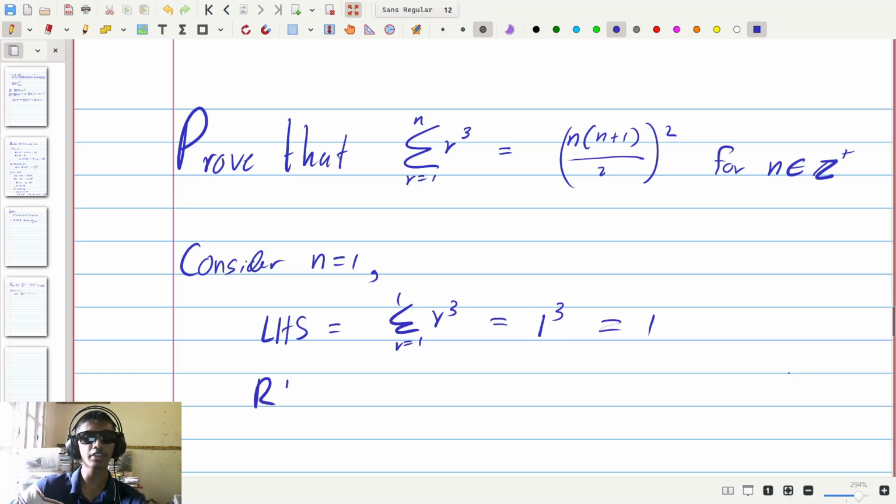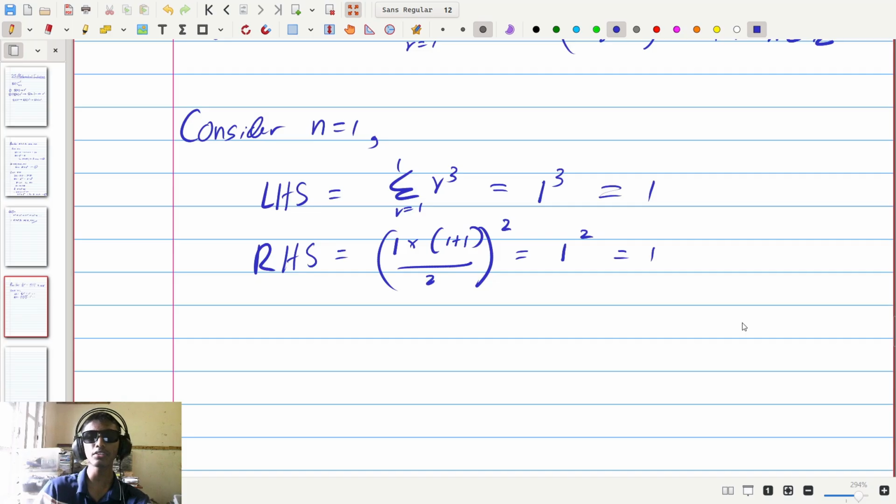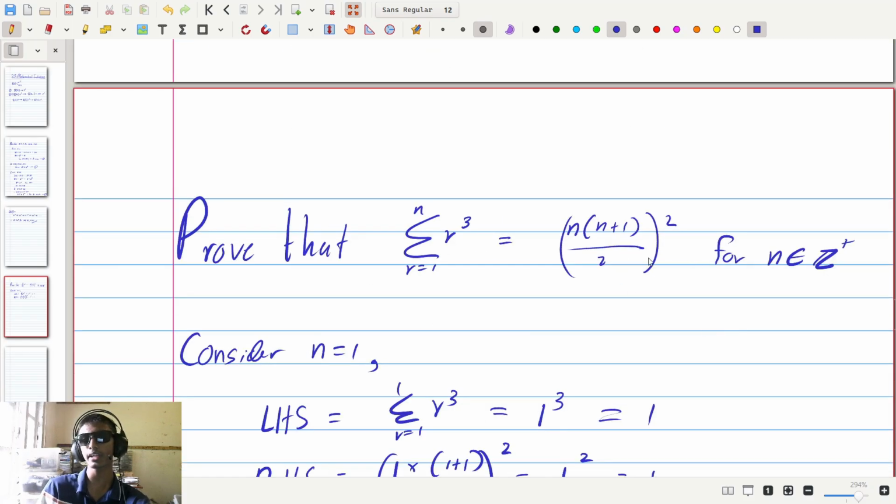As for the right hand side, RHS is equal to n times n plus 1 divided by 2, whole thing squared, where n is equal to 1, which is going to be 1 times 1 plus 1 divided by 2, whole thing squared. Simplifying this down, we can see that 1 times 1 plus 1 is going to be 2, and then 2 divided by 2 is going to be 1. So we have 1 squared, which is going to be 1. So the left hand side is equal to 1 and the right hand side is also equal to 1. So in this case, we can see the left hand side is equal to the right hand side, which is what we need for the statement to be true.